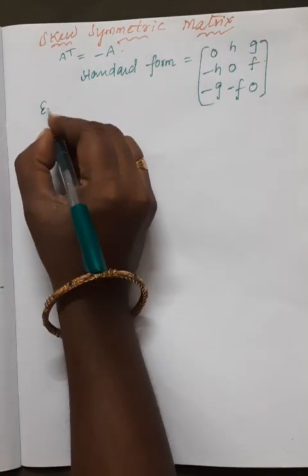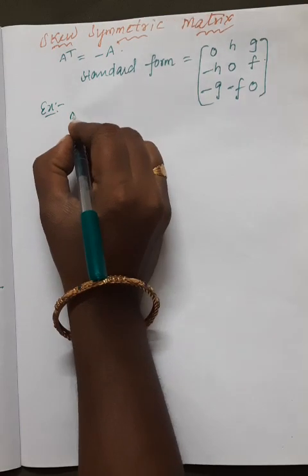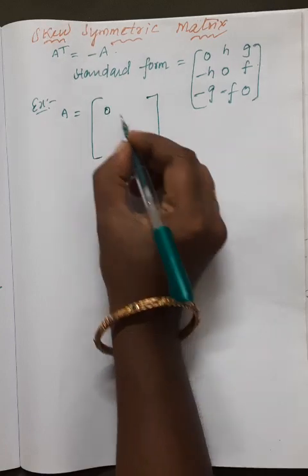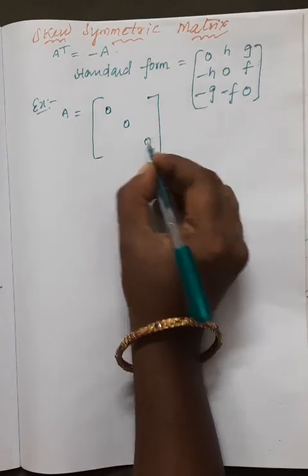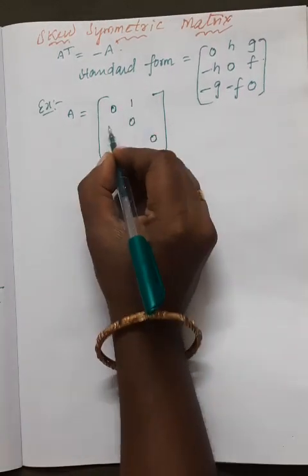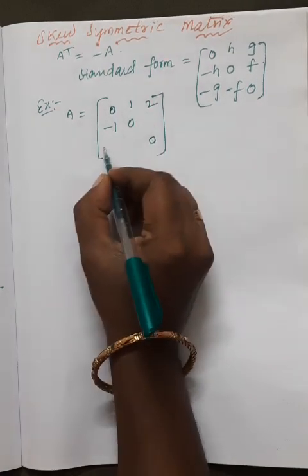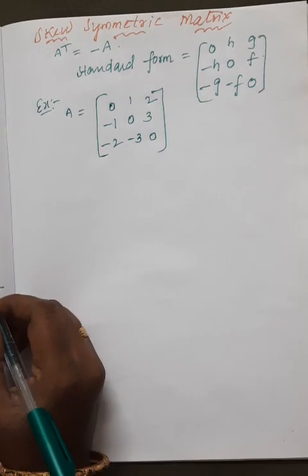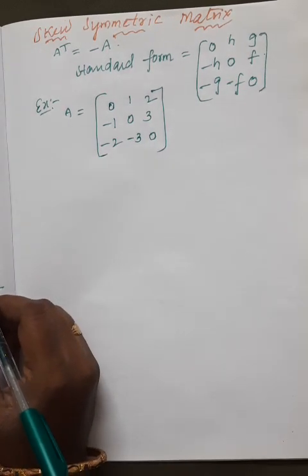For example, let us create one example. A is equal to 0, 0, 0, 1, minus 1, 2, minus 2, 3, minus 3. Like this we can create any number of skew symmetric matrices.